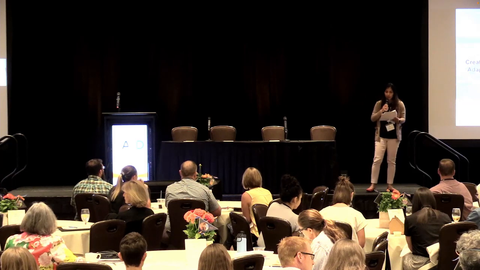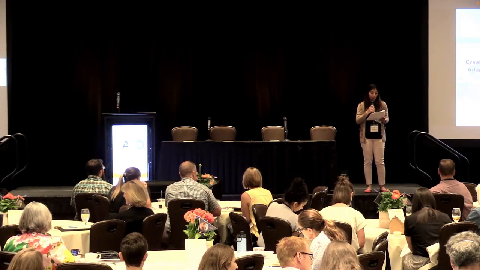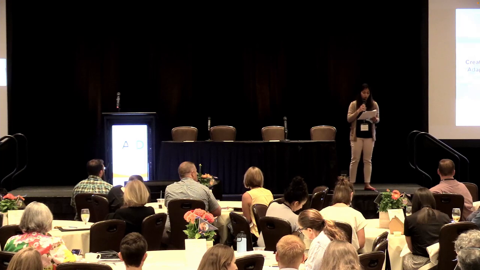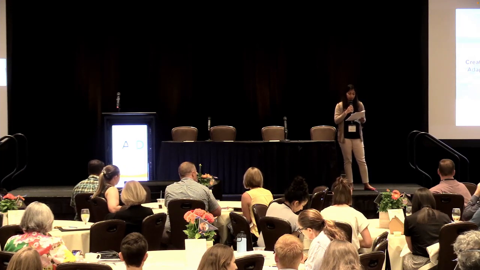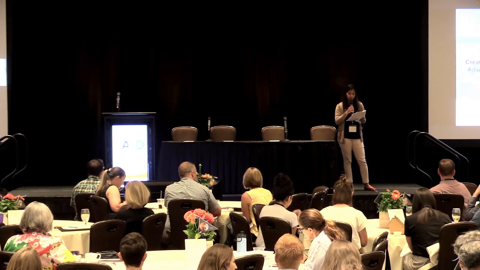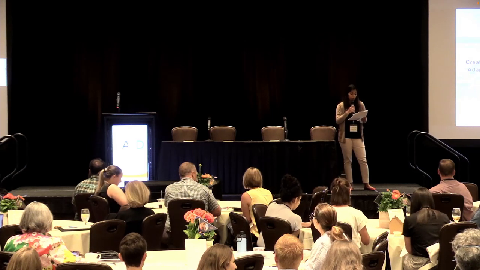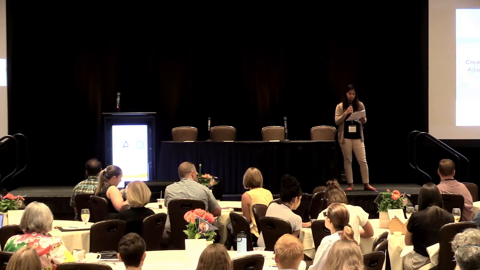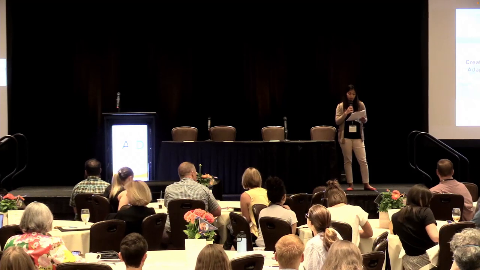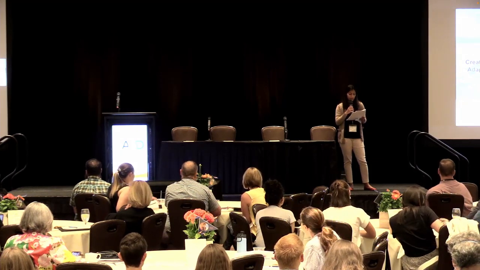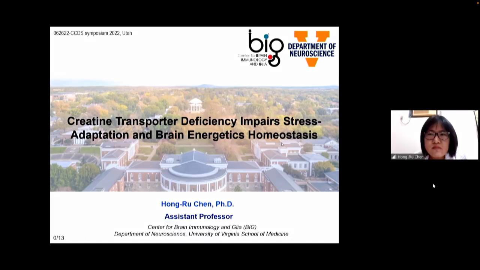Okay, now to get to the talk. It's my pleasure to welcome Dr. Hongru Chen. She is an assistant professor in the Department of Neuroscience at the University of Virginia School of Medicine. Her research primarily focuses on investigating neurons and monocyte-derived pathological microglia and how these interact to mediate neural physiology and behavior in different conditions. Specifically, her talk today is going to focus on how creatine transporter deficiency affects brain energetics in murine models. Thank you.